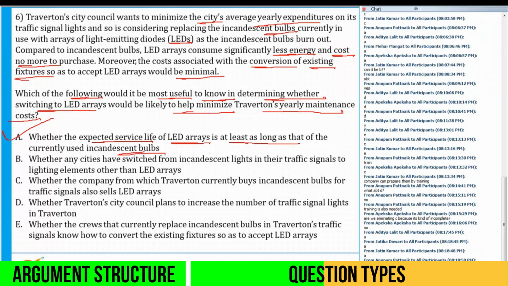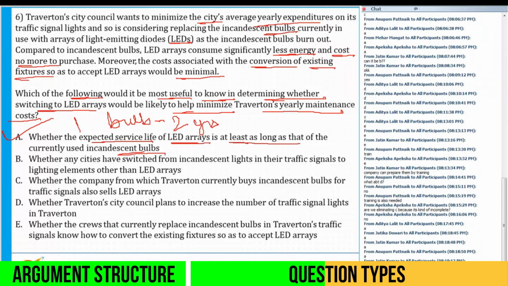Because if it is not at least as long as the bulbs, then they will require frequent replacement. So let's say a bulb worked for 2 years. It costs 100 rupees. Now LED cost is 100 rupees, but it works for only 6 months. So in 2 years, you will require 4 LEDs, that means 400 rupees. And earlier, you were investing only 100 rupees for 2 years. So even though you have switched to LED, your maintenance cost has actually increased.